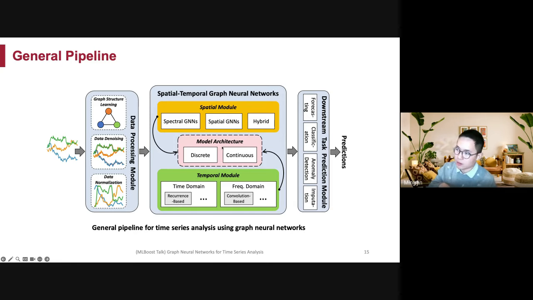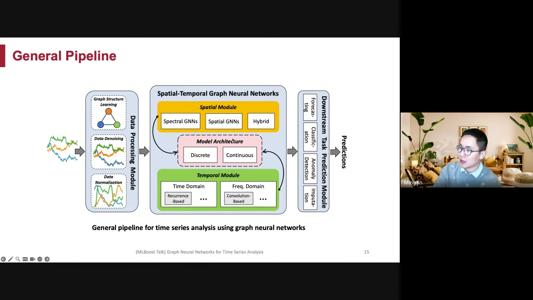And inside of the model, normally when we use GNNs for time series, we have spatial modules and we also have temporal modules. The spatial modules could be spectral GNN, spatial GNN, right? And for the temporal modules, it could be, for example, RNNs to model the temporal information in the time domain, or we can use, for example, spectral filters that learn to model the temporal information in the frequency domain. So that's about two typical modules together with the model architectures.